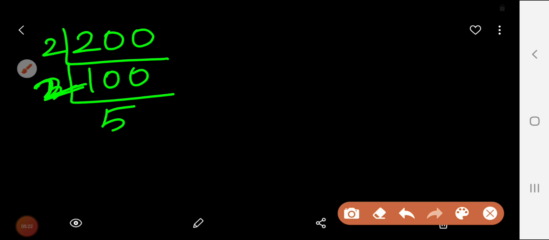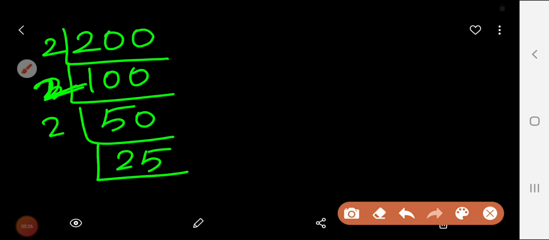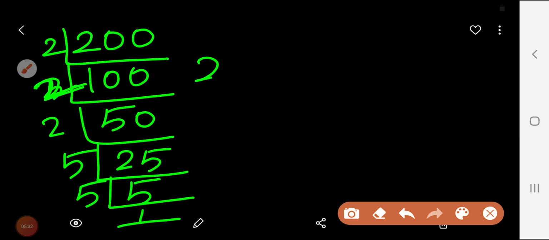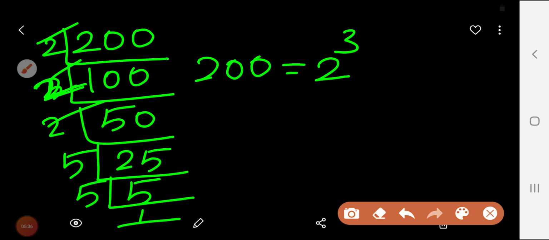We will use again 2 because we take the least number first. So 5 2s are 10, 0. Again we have to take 2. It will be 25. We will take 5: 5 5s are 25. Again we will take 5. It will be 1. Now 200 will be expressed as 2 power 3 into 5 power 2, since here we have three 2s.